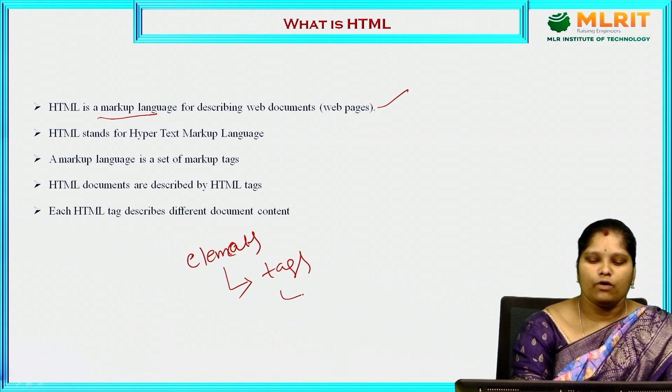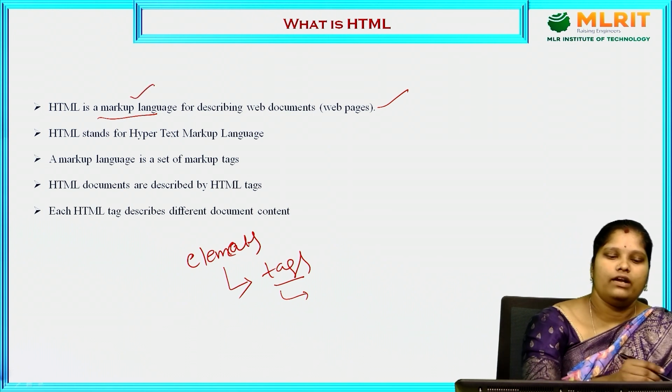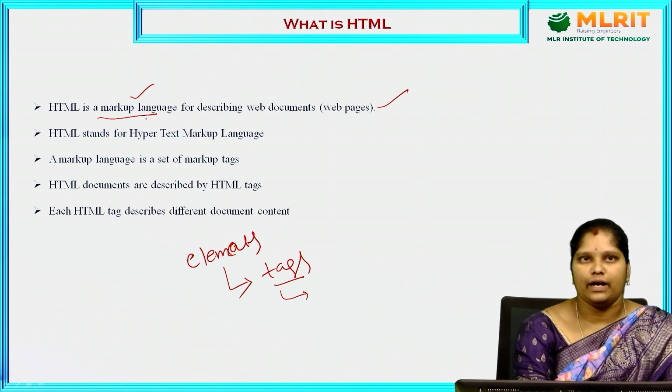In a programming language we use some header files and variables, right? Here in HTML we use tags. Based upon the tags we can write any program. That's why we call it a markup language, right?